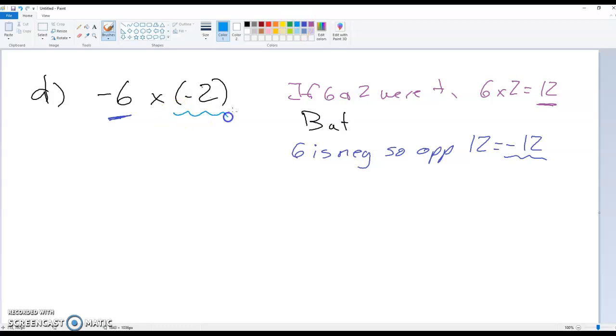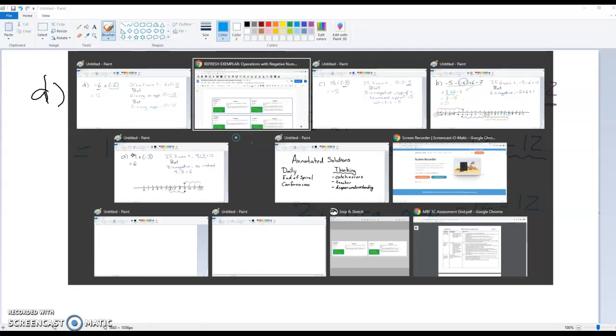But we also have a negative 2. But 2 is also negative, so we need another opposite. So the opposite of this negative 12 is now a 12. So our answer ends up being positive 12. So the concept here is do the work with the numbers, and then with multiply and divide we can do the negative part afterwards.